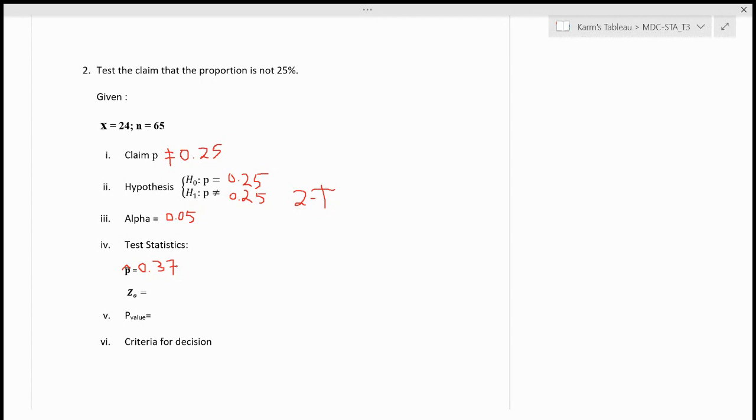So what do you guys get? Go say 2.23. So this is going to give you 2.23. I assume that you guys know which formula to use.